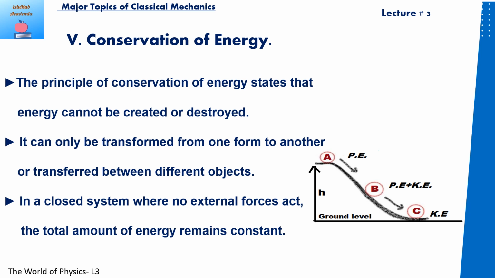When it starts rolling down, potential energy starts to change into kinetic. At level B, at position B, it has both potential and kinetic, but the total is still the same as the original PE. And when the object reaches the ground level, remember, ground level potential energy is 0. All of the energy of the object at level A will turn into kinetic energy at level C.